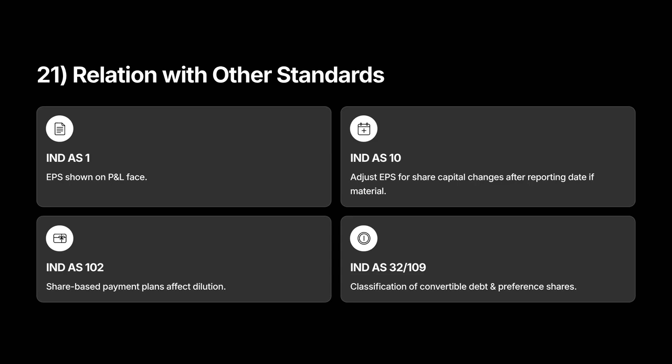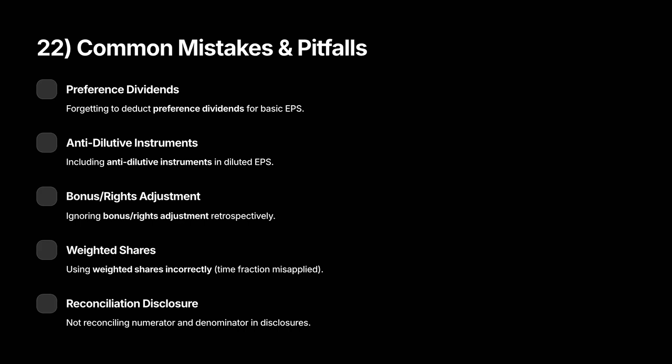21. Relation with other standards. Ind AS 1 requires EPS to appear directly on the P&L statement. Ind AS 10 requires adjustment if share capital changes materially after reporting. Ind AS 102 covers ESOPs, which affect potential dilution. Ind AS 32 and 109 define the classification of convertible debt and preference shares.